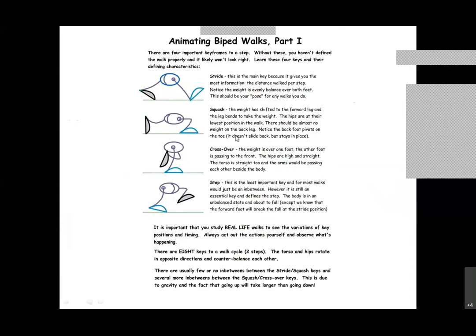These give a little description of what each of these means. This is the main key because it gives you the most information: the distance walked per step. Notice the weight is evenly balanced over both feet. This should be your pose for any walk you do. So any type of walk you're doing, whether it's a cartoony walk or a more realistic walk, you always need to ensure a stride pose, and the weight is evenly distributed.